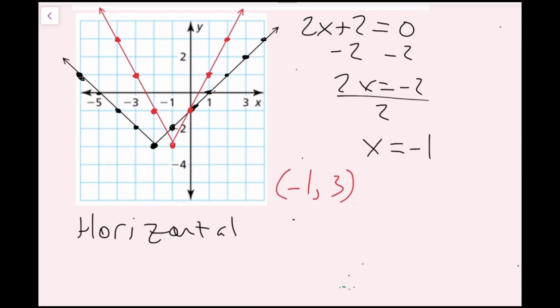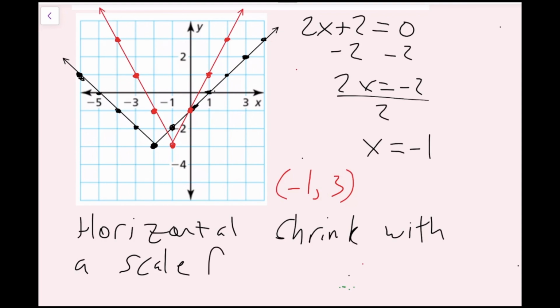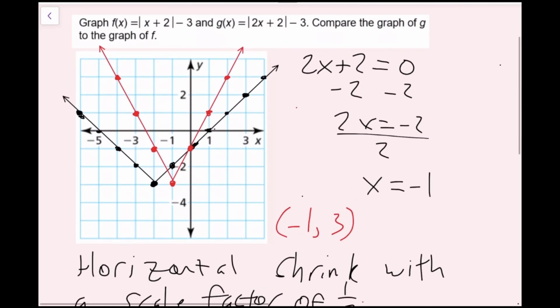Horizontal shrink with a scale factor of 1/2. Remember, because we have to take the reciprocal of 2, which is being multiplied by our x inside the function. And now we're done.